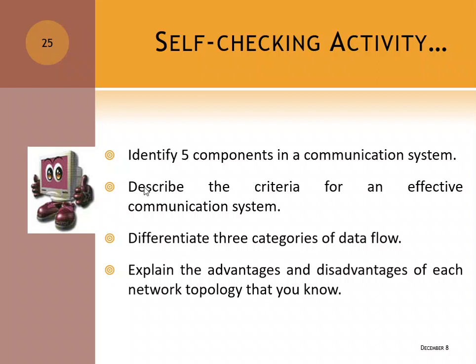We have seen some basic ideas about data communications, the introduction to data communications. So we have identified 5 components in the data communication system, the evaluation of effectiveness of communication system. Okay, 3 categories of data flow: half duplex, simplex, full duplex. And also we have seen a few topologies, 4 topologies actually: mesh, star, ring, and bus, and their advantages and disadvantages. Okay, so this is just for your self-checking activity.